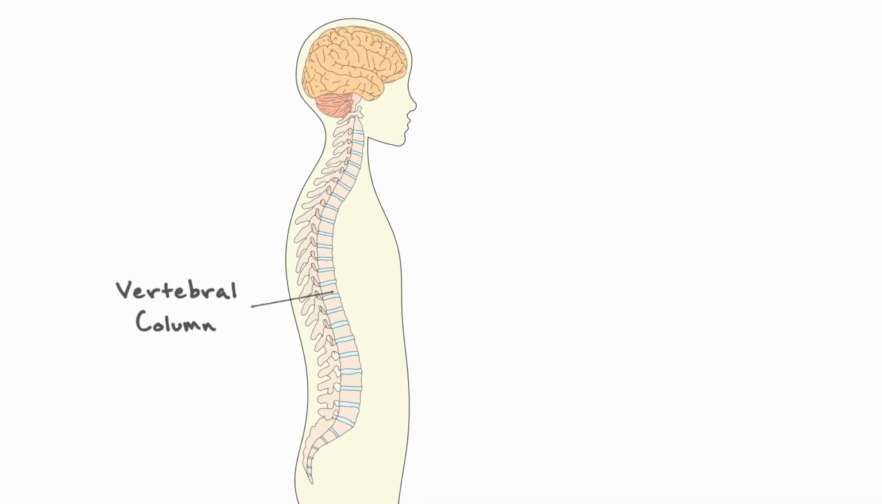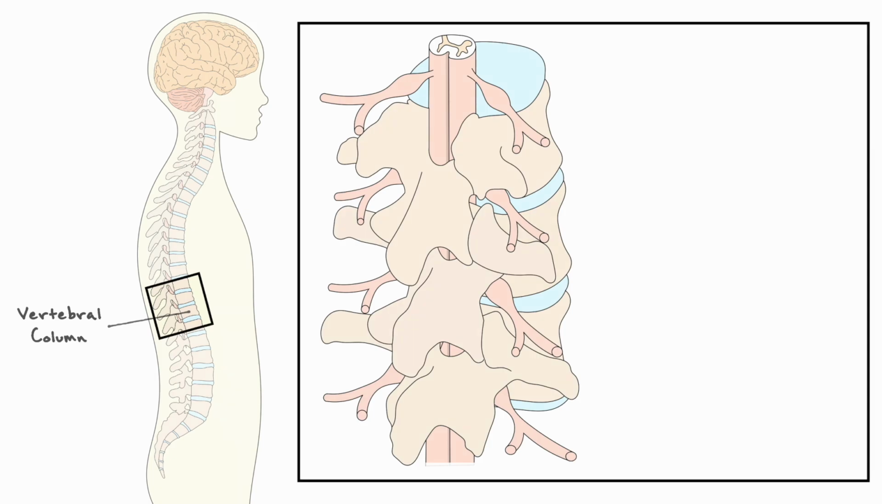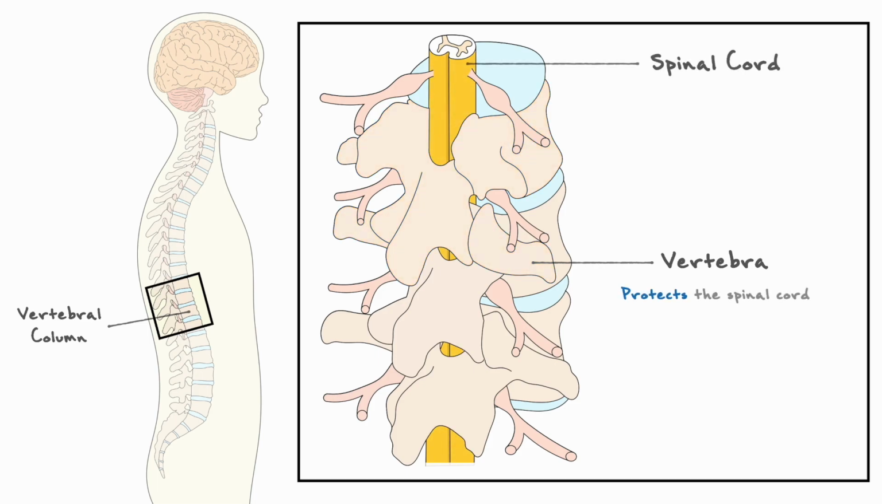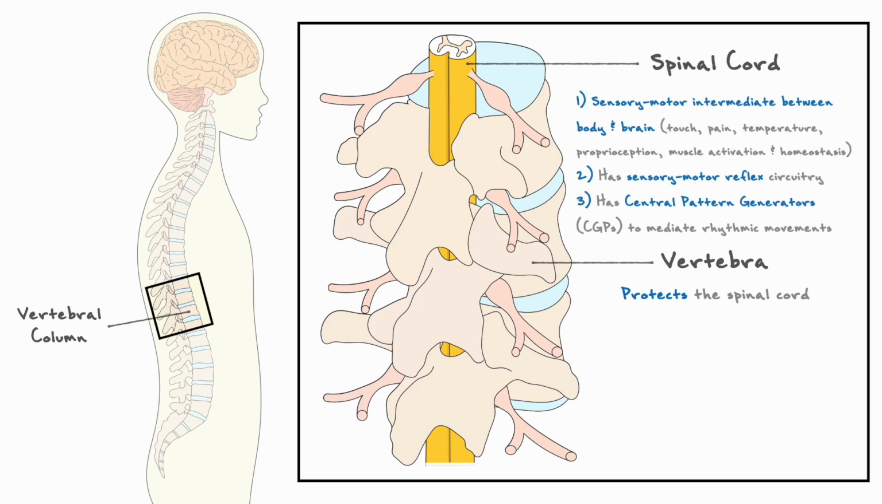If we take a closer look at a segment of the vertebral column, you will first notice the bones that surround the spinal cord. These bones are called vertebrae, and for our purposes, given that we want to focus on the spinal cord, the main purpose of these bones is to protect the spinal cord. As a reminder, the spinal cord that we see in the middle has generally three important functions, namely, through mechanisms we will cover later, the spinal cord constitutes an intermediate for sensory and motor functions such as touch, pain, temperature, proprioception, and muscle activation, as well as homeostatic functions in the case of the autonomic nervous system.